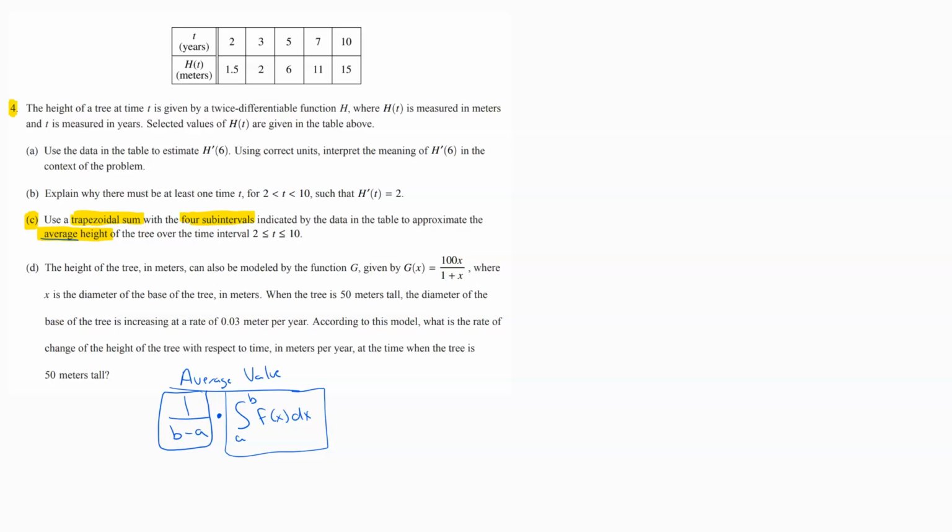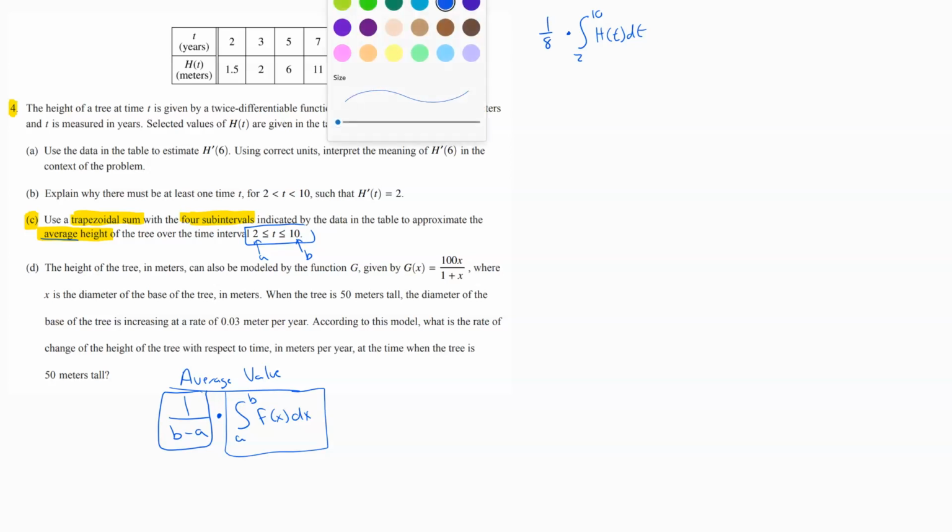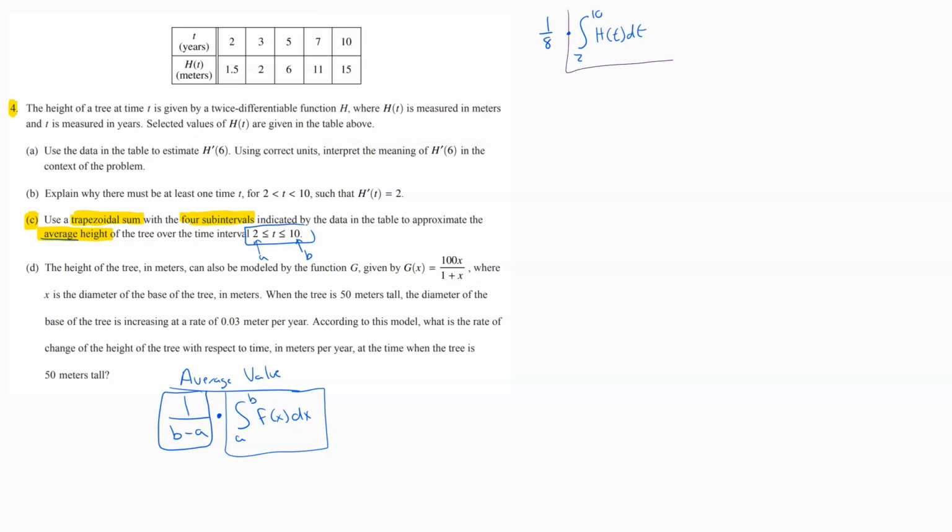So for this specific problem, what we would be setting up, there's the interval they care about, so that's going to be our a value and that's going to be our b value. So we'd be setting up the integral from 2 to 10 of, and then this time it's our height equation, so h of t dt, but we're going to multiply that by 1/8. So we're still going to use that trapezoidal sum process to approximate this, but to get our final answer, we're going to end up multiplying it by 1/8.